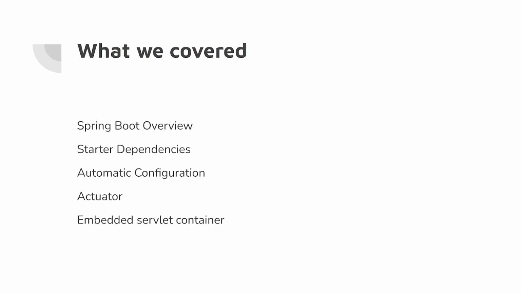So what have we covered so far? So far, we've talked about how Spring Boot is just an extension of the Spring Framework. We looked at some Spring Boot features such as the starter dependencies, which are starter packs that include all the dependent libraries you need. We also talked about automatic configuration that automatically configures the application based on libraries added to your class path. We also looked at actuators that allow us to manage and monitor our applications. We also talked about the embedded servlet container, which allows our web application to be deployed and just run.